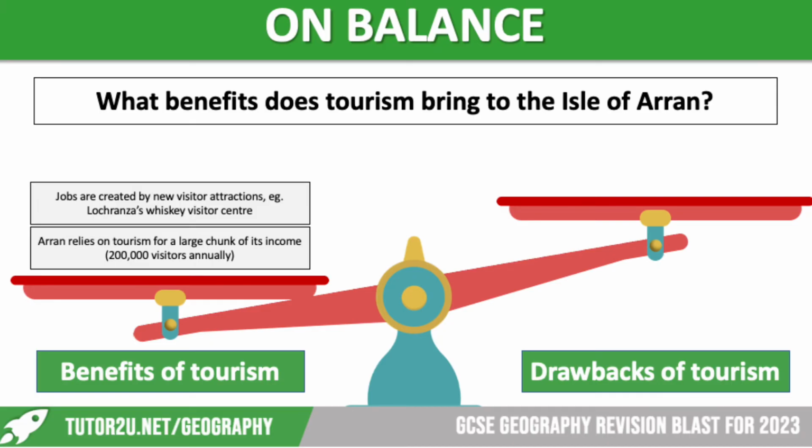Arran relies on tourism for a large chunk of its income, so 200,000 visitors annually, which would be the same in the Lake District. So huge amounts of visitors coming in, all sorts of visitor attractions in the Lake District as well. So, for example, the Beatrix Potter experience, if that was your case study.